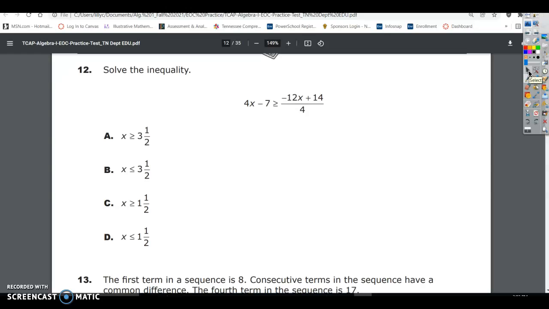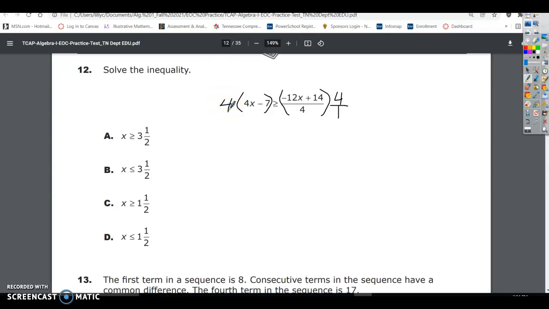All right, to solve the inequality, the first thing we're going to do is try to get rid of this fraction because it'll just look a little cleaner and nicer. So if I multiply by 4, that's the same as 4 over 1, so that will cancel. I can get rid of that fraction. If I do that, I have to multiply the whole inequality by 4, similar to an equation.